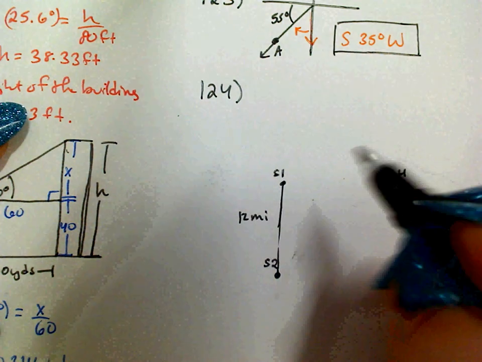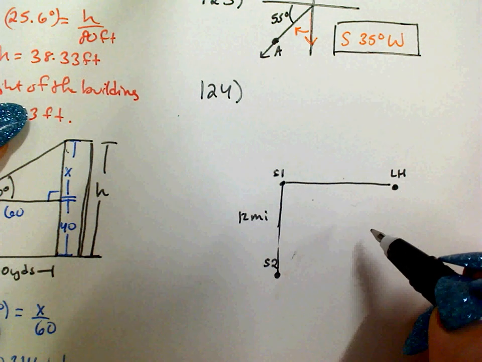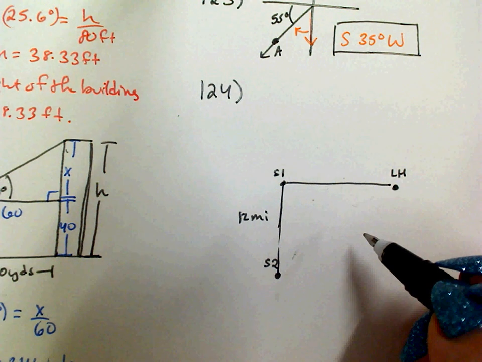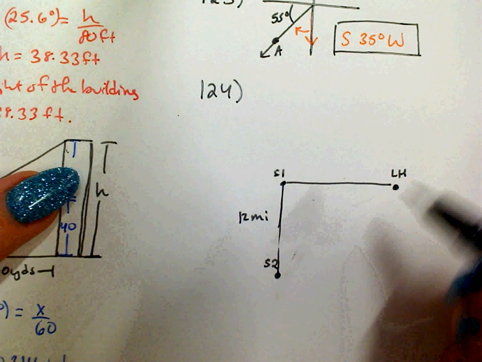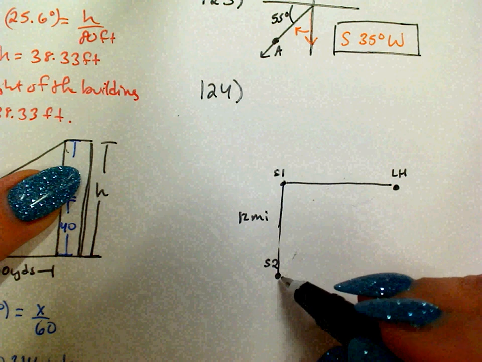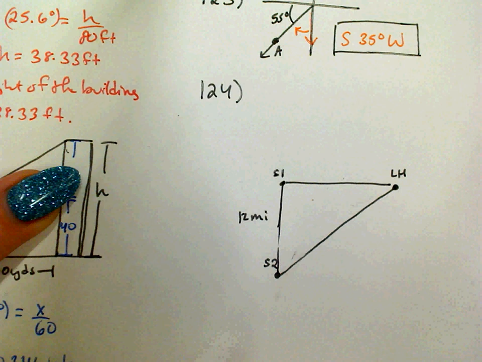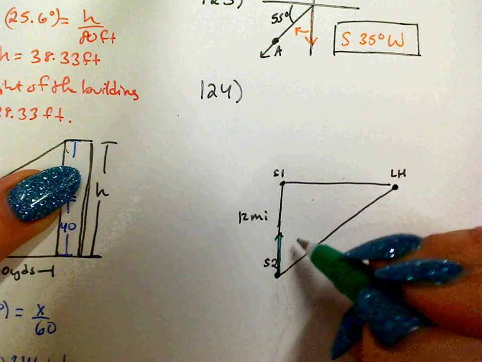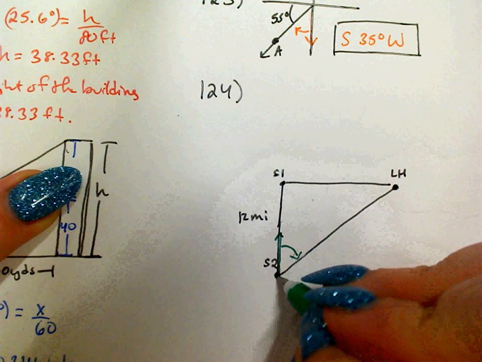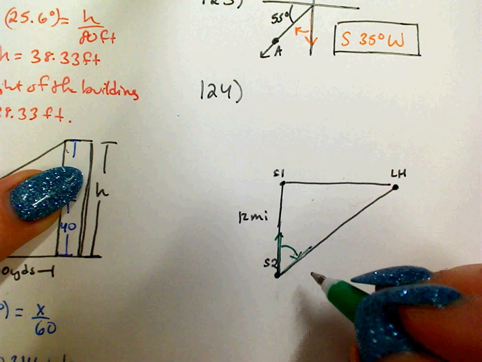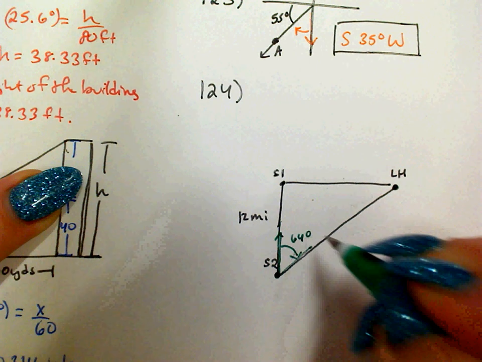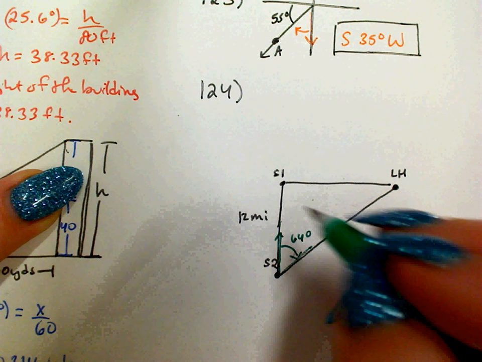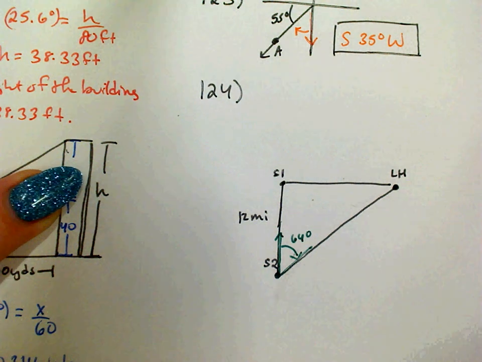And then the question is, the bearing from the second ship to the lighthouse is north 64 degrees east. So the bearing from here to here is north, and then you swing this many degrees east, and so that is going to be north 64 degrees east. So the question is, how far to the nearest tenth of a mile is the first ship from the lighthouse? How long is this length right here?